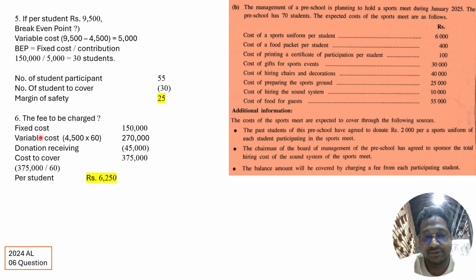So fixed cost still remains unchanged. And if 60 students are participating, the total variable cost that you have to cover is 4,500 into 60. And from this is the total cost, fixed cost plus variable cost. From that, you have to minus the donation. Then you can find out the cost to cover as 375,000. And then you can find out per student as 6,250.